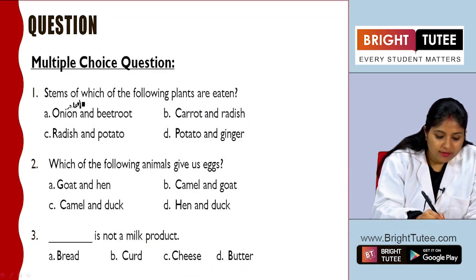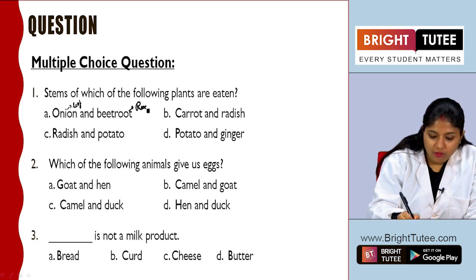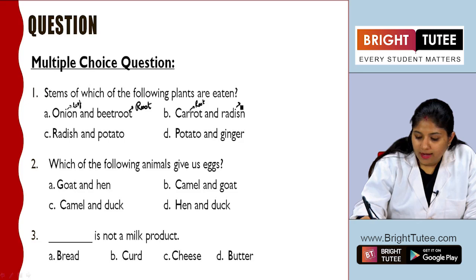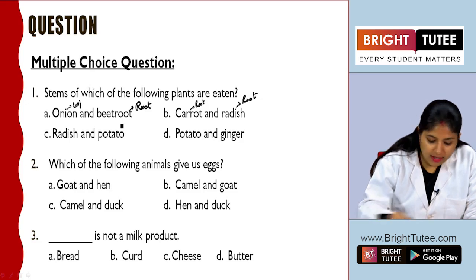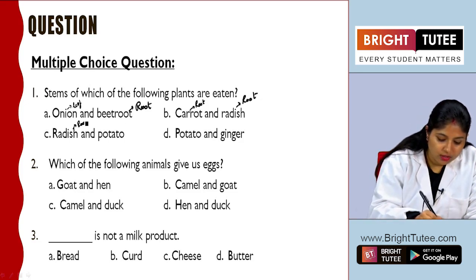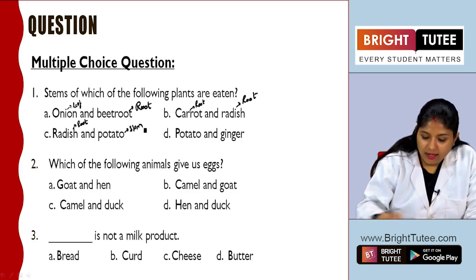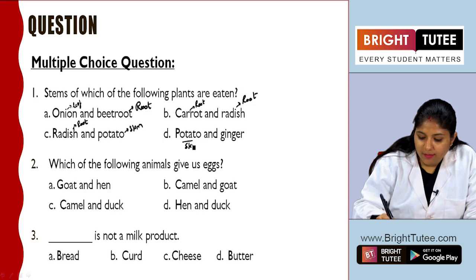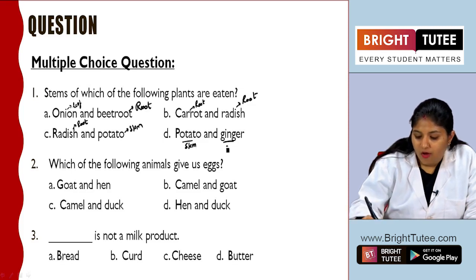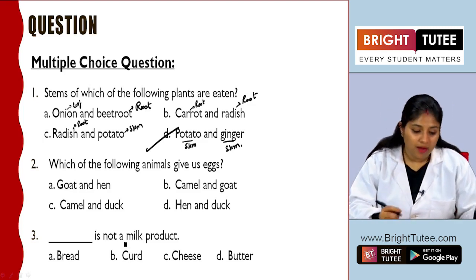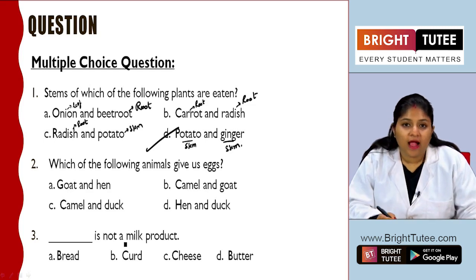Then what is beetroot? It is a root. Carrot is a root, radish is a root. Potato is a modified stem, and ginger is also a modified stem. So, the answer is D, that is, potato and ginger are the plants whose stem is used as a food material.